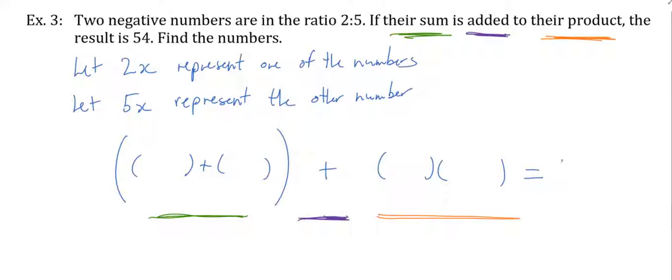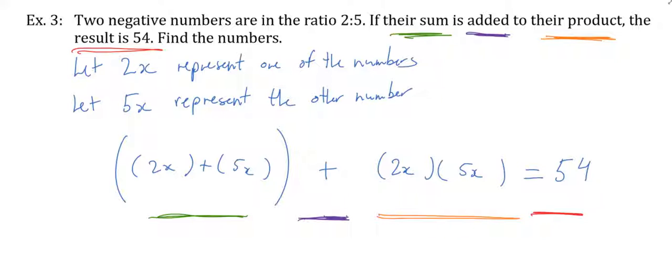The result is 54. The sum of the 2 things plus the product of the 2 things is 54. What are the 2 things? 2x and 5x. Now what do we do? Expand, simplify, move everything to one side and solve.